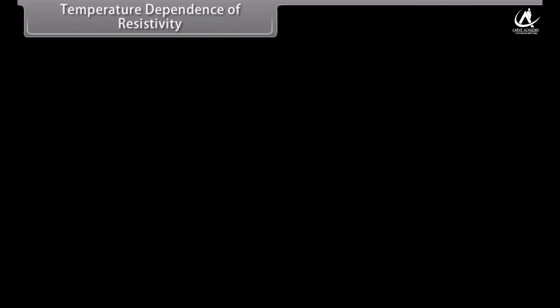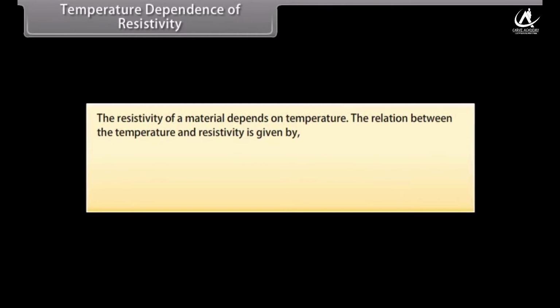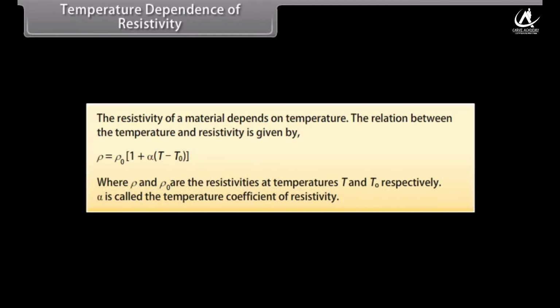Temperature dependence of resistivity. The resistivity of a material depends on temperature. The relation between the temperature and resistivity is given by ρ = ρ0 [1 + α(T − T0)], where ρ and ρ0 are the resistivity at temperatures T and T0 respectively. Alpha is called the temperature coefficient of resistivity.